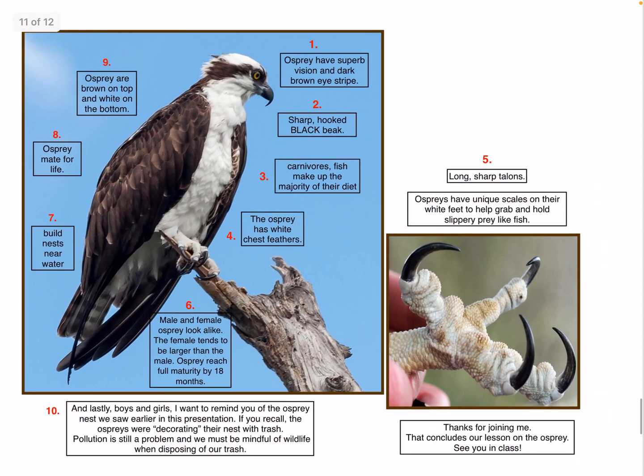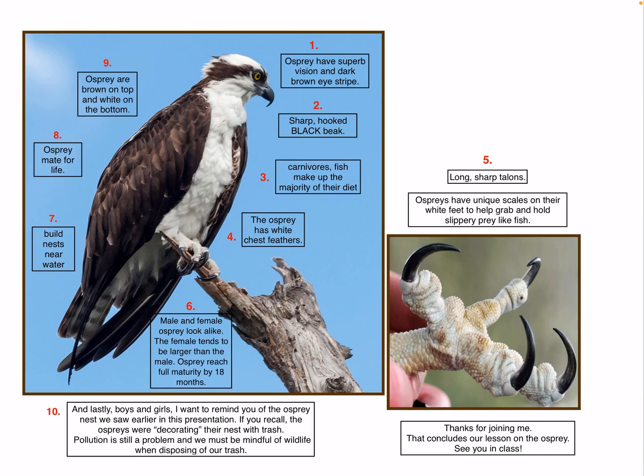All right. Boys and girls, let's take a walk around and review what we learned about the osprey today. Number 1, osprey have superb vision and dark brown eye stripes. So let's talk about that. Superb vision. Remember how we talked about how far a bald eagle could see? He had that binocular vision. Osprey is the same. Spectacular eyesight. And that brown eye stripe helps us distinguish it from a bald eagle that has that pure, completely white, bald head, as they would say.